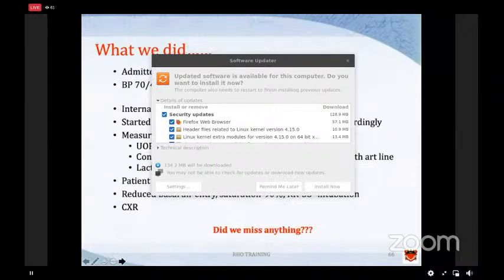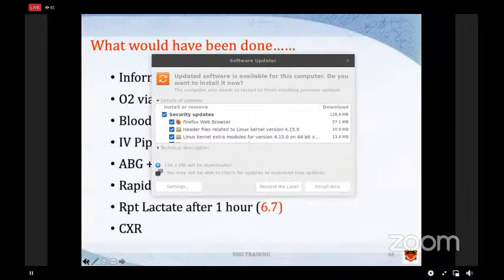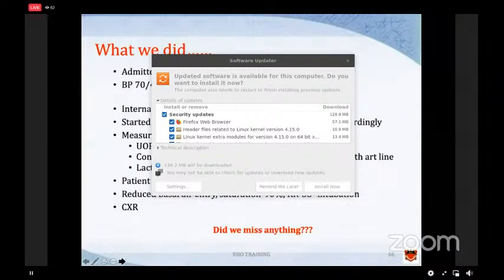So you realize now that you can't manage this patient alone. Almost all his organs are going down, so you need ICU care. You talk with the ICU people and admit the patient to the ICU.